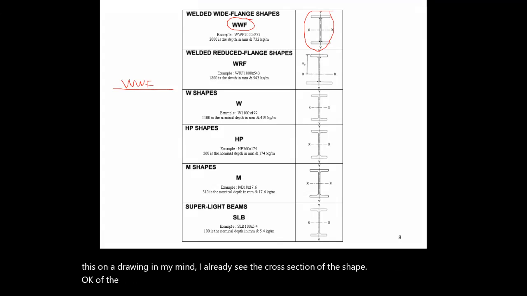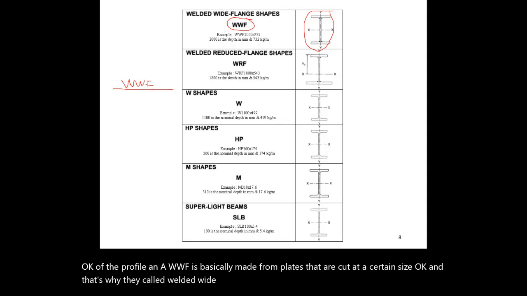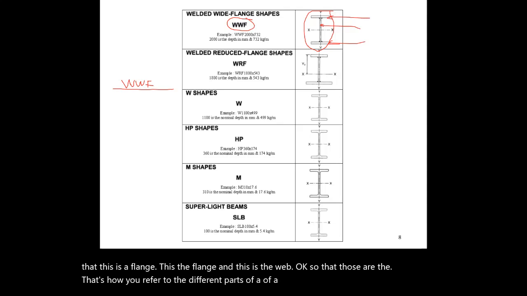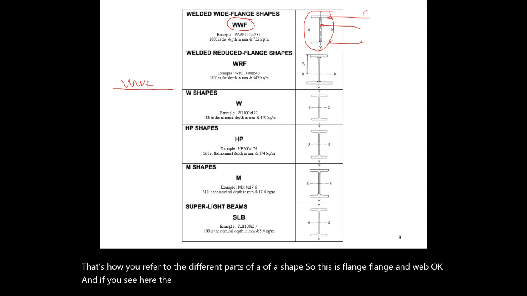And a WWF is basically made from plates that are cut at a certain size, and that's why they call it welded wide flange, because of the flanges. Of course we know that this is a flange, this is a flange, and this is a web. That's how you refer to the different parts of a shape: flange, flange, and web. And if you see here, the web plate is welded on both sides to the top and bottom flange.